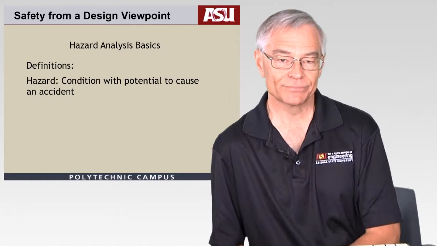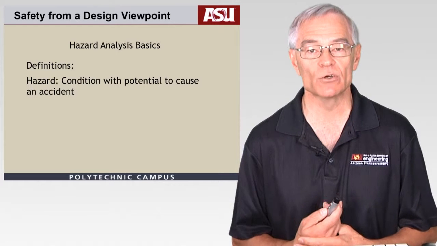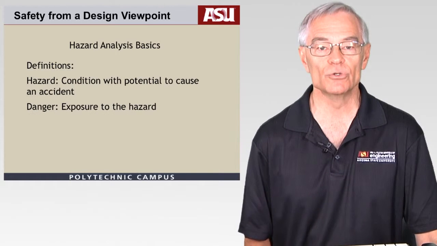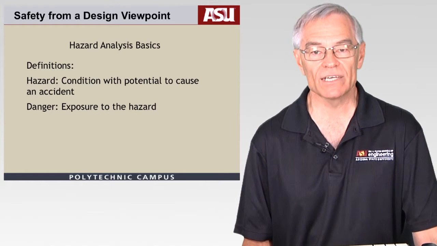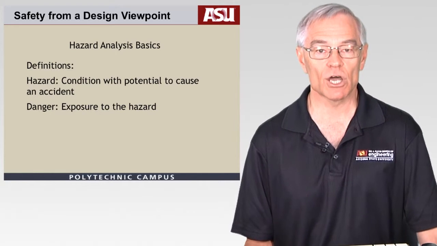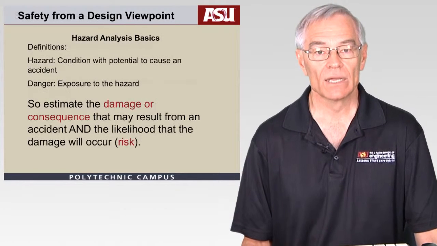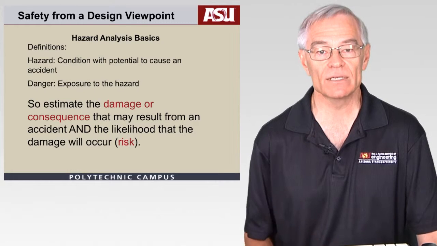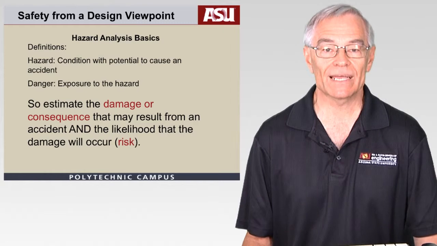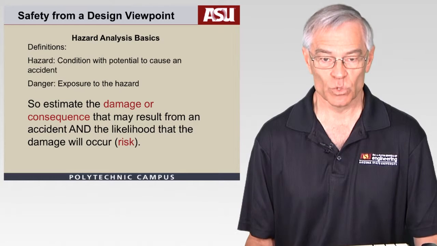A hazard is a condition with the potential to cause an accident. It doesn't mean that it will, but it has that potential. We're trying to reduce the danger, or the exposure to the hazard. So danger is exposure to the hazard. First we have a hazard, something that could cause an accident, and danger is then the exposure to that hazard. Then we have to estimate the damage or consequence that could result from an accident, and the likelihood that the risk will occur.